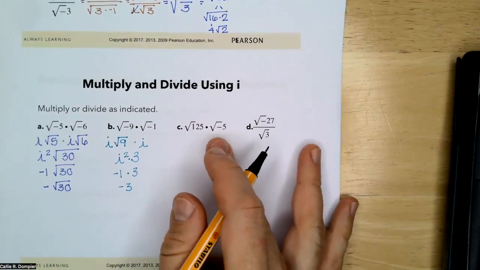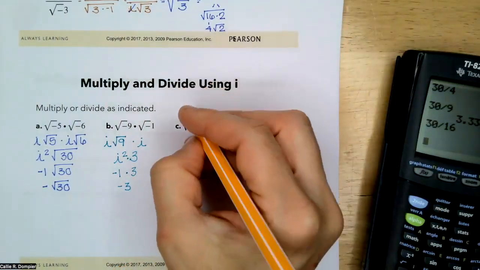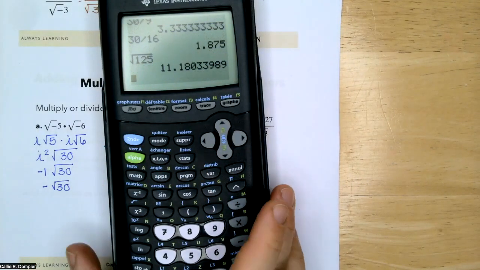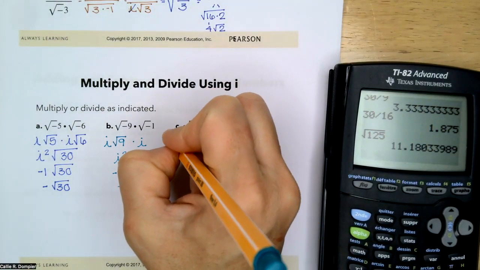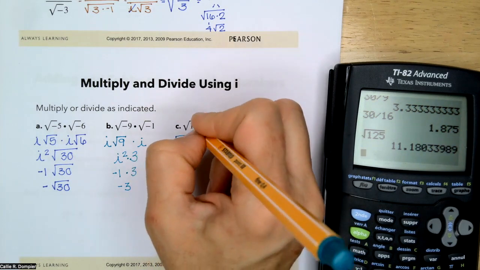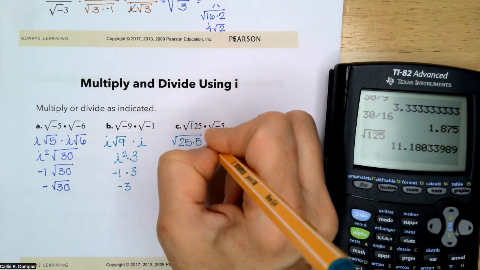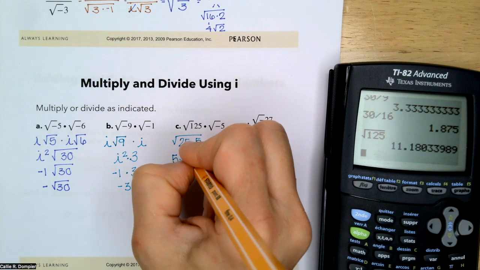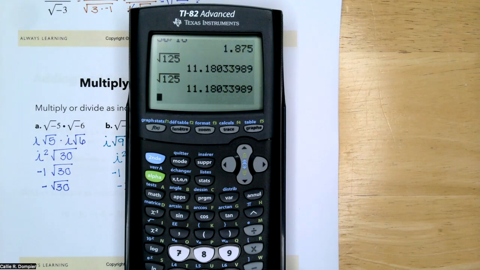The square root of 125 times the square root of negative 5. If you can simplify beforehand, that's fine. If not, you could multiply them. No, you can't, sorry. So 125 becomes 25 times 5, right? 25 times 5 becomes 5 square root 5. And you can check that in your calculator. The square root of 125 is the same as 5 times the square root of 5.